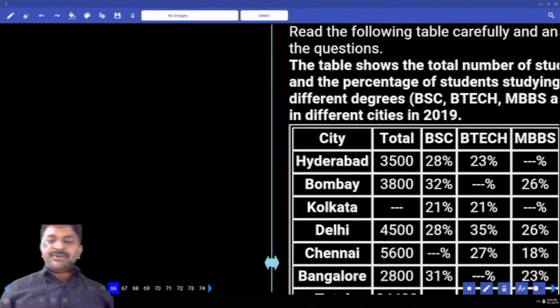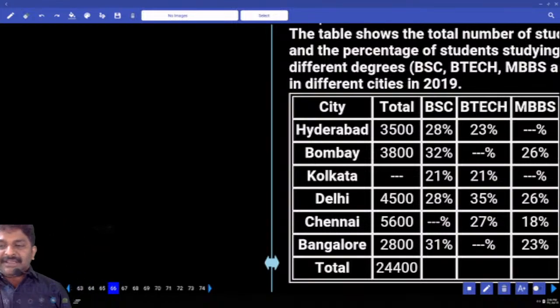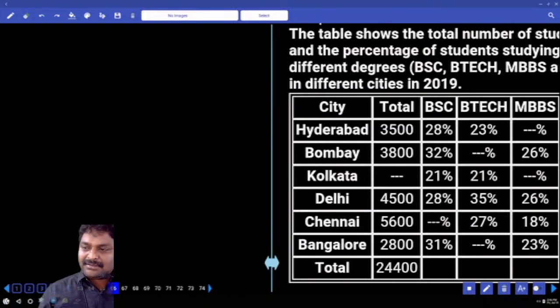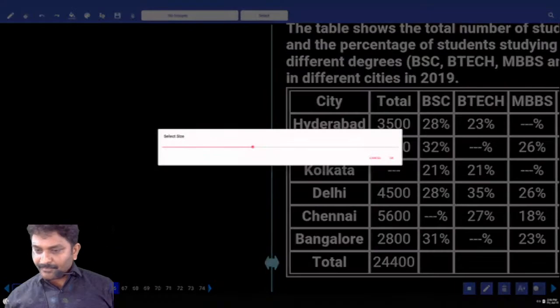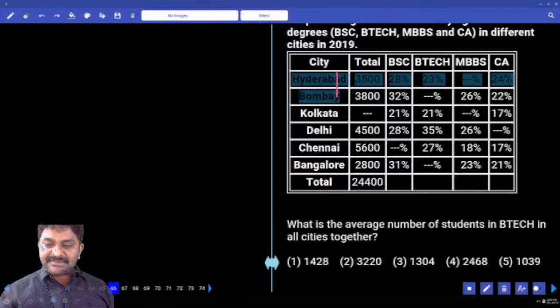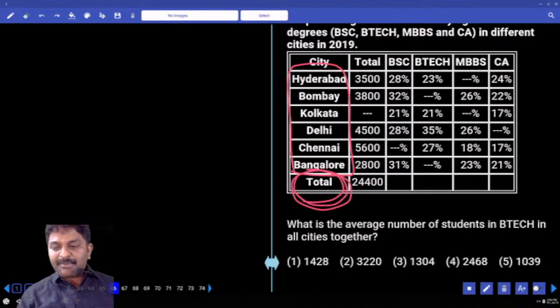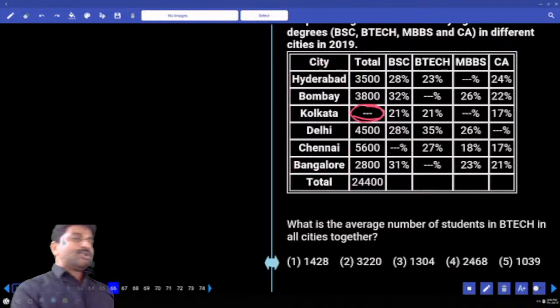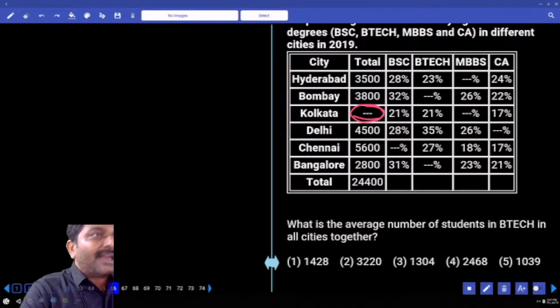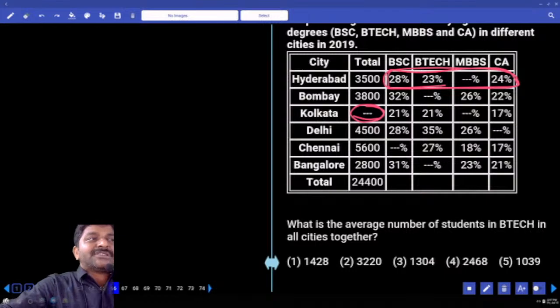The table shows the number of students and the percentage of students studying in different degrees, BSc, BTech, MBBS. Anything else? Right. Now, cities. How many cities do we have here? There are only 6 cities and the last one is about. So can we calculate how much is total number of students there in Kolkata? Right. And everywhere total percentage should be equal for every city. So can we identify those gaps?